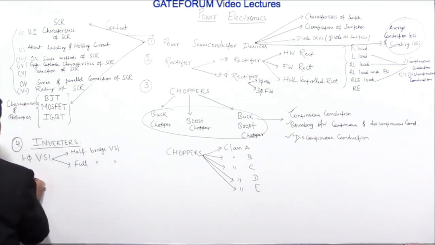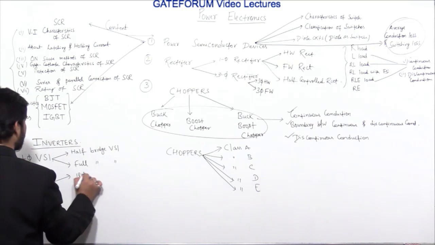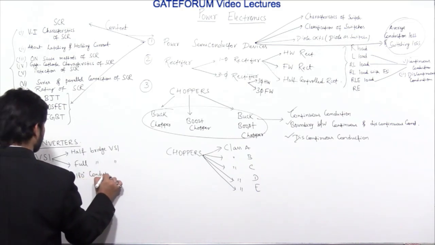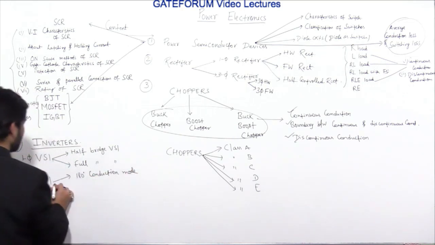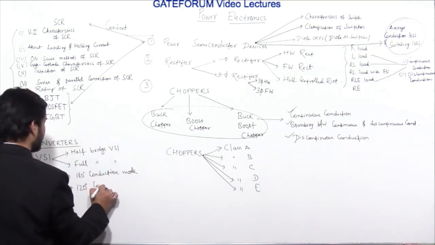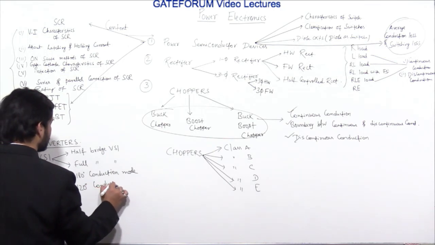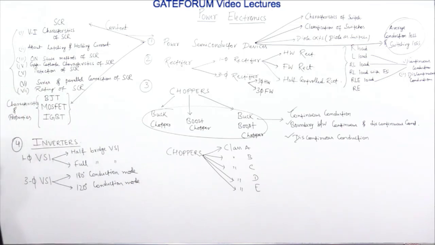Then we'll have 3-phase VSI. In that I'll be covering 180-degree conduction mode, and 120-degree conduction mode, and the different waveforms related to it, that is the phase voltage waveform, line voltage waveform and all.